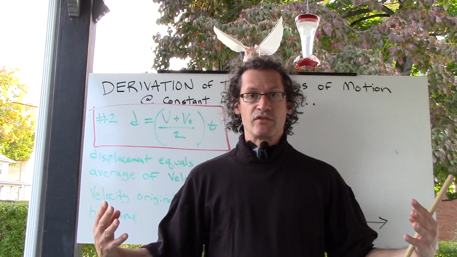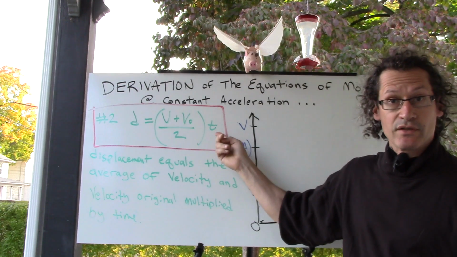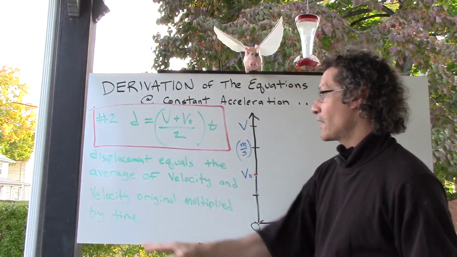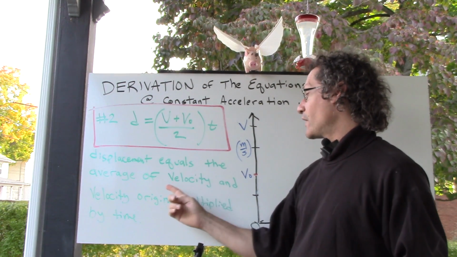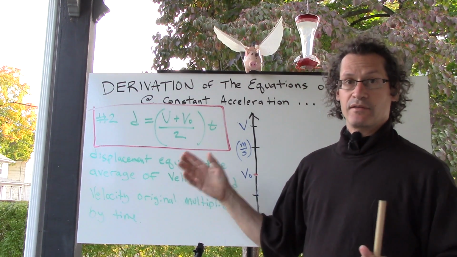Derivation of the equations of motion, number 2. Of course, that constant acceleration is very important. Here's what this equation says. We have displacement equals the average of velocity and velocity original multiplied by time.